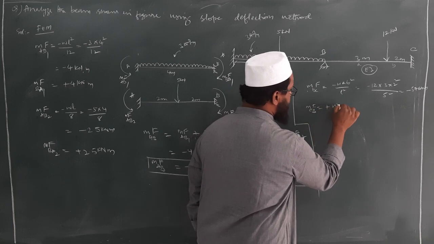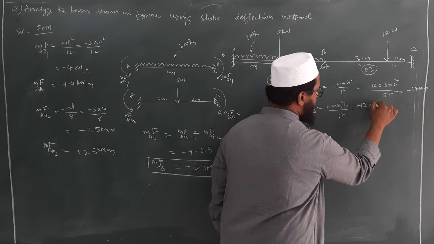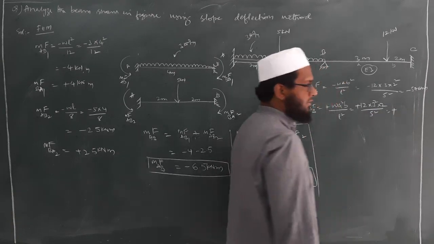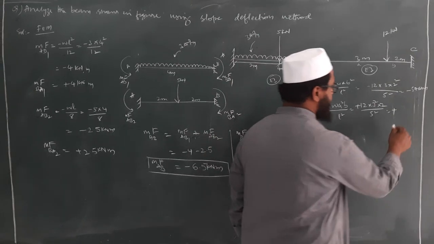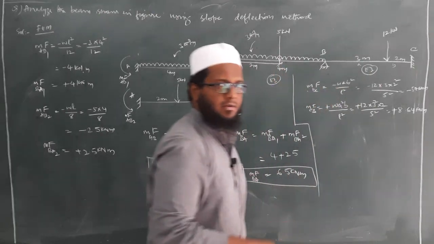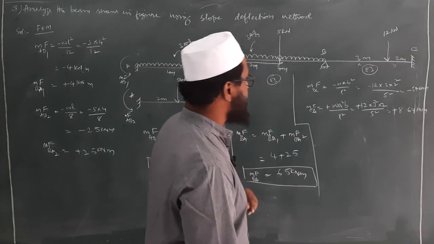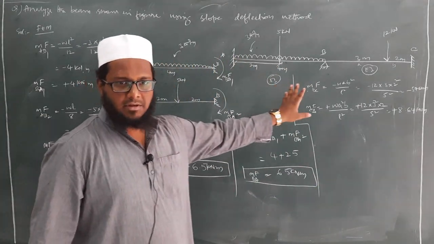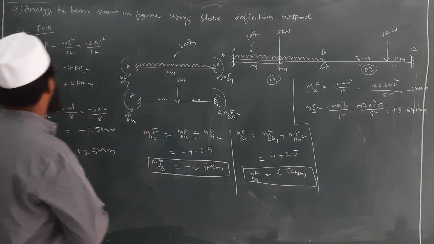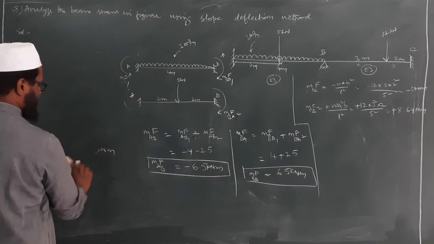What about MFCB? Plus WA square B by L square. So plus 12 into 3 square into 2 divided by 5 square. 8.64 kilonewton meter. This is MFCB. So after calculation of fixed end moments, we will move to slope deflection equations, isn't it? So the next step is slope deflection equation.